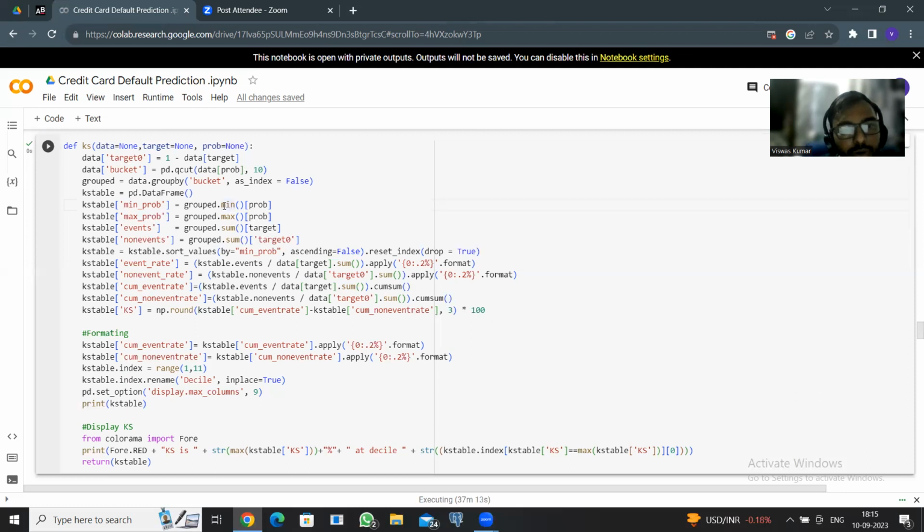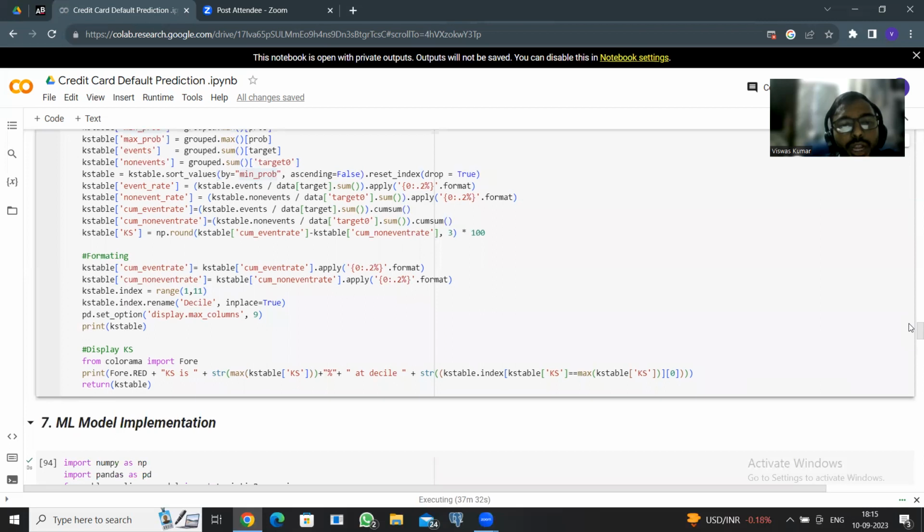Here we can see the minimum probability, maximum probability, and the target variable, which is 0 or 1. The events will be the 1s and the non-events will be the 0s. With the probabilities, we can calculate the event rate, non-event rate, cumulative event rate, and cumulative non-event rate. Here is the whole table, which forms the KS table.